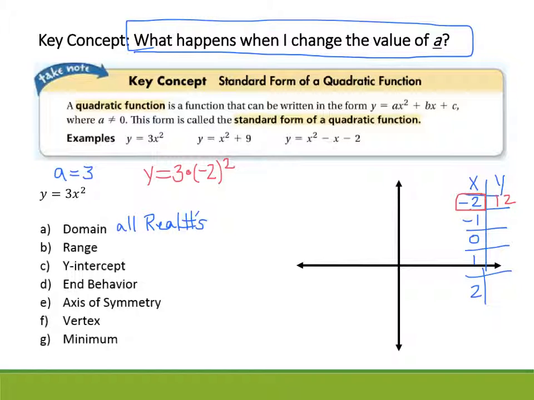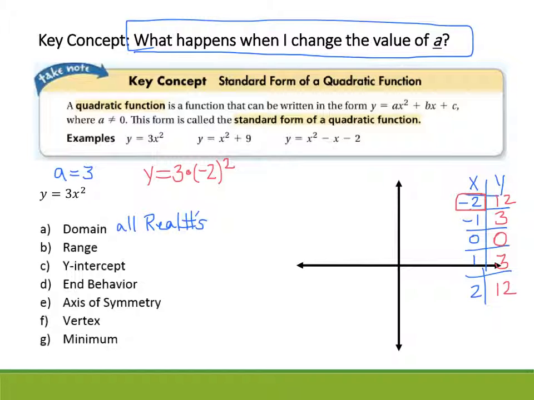If I put in a -1, then -1 squared is 1, and 3 times 1 is 3. If I put in 0, 0 squared is 0, and 3 times 0 is 0. That's going to be, by the way, my same vertex. When I put in a 1, my 1 also is going to output a 3. And 2, because 2 squared is 4 and 4 times 3 is 12, is going to output a 12.